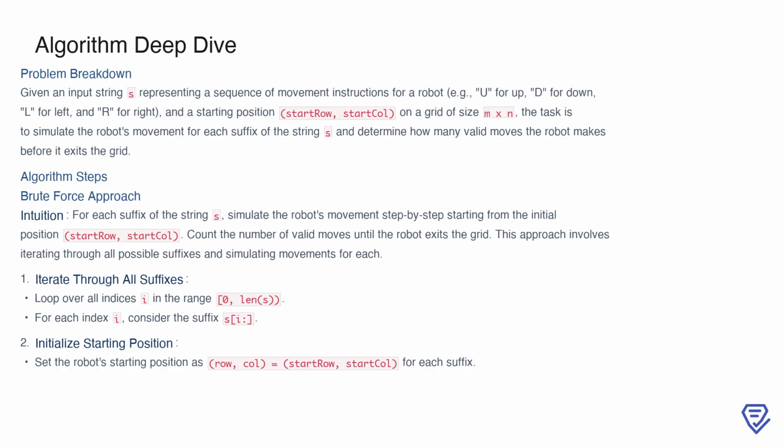The brute force approach to solve this involves simulating the robot's movement for every possible suffix of the string. The first step in this approach is to iterate through all the suffixes. For each character index i in the string, we isolate the suffix S[i:], which represents the sequence of movements starting from that position. Then, for each suffix, we initialize the robot's starting position as row, col equals start row, start col. This ensures that for every suffix, the robot begins its movement from the correct initial state.